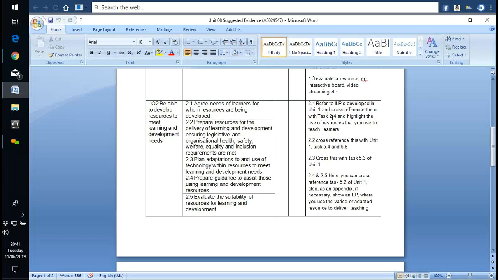2.1, refer to your ILPs developed in Unit 1, cross-reference them to Task 2.4 and highlight the use of resources that you use to teach the learners. Okay, that sounds like you've well covered that, as far as I can remember. Yeah.